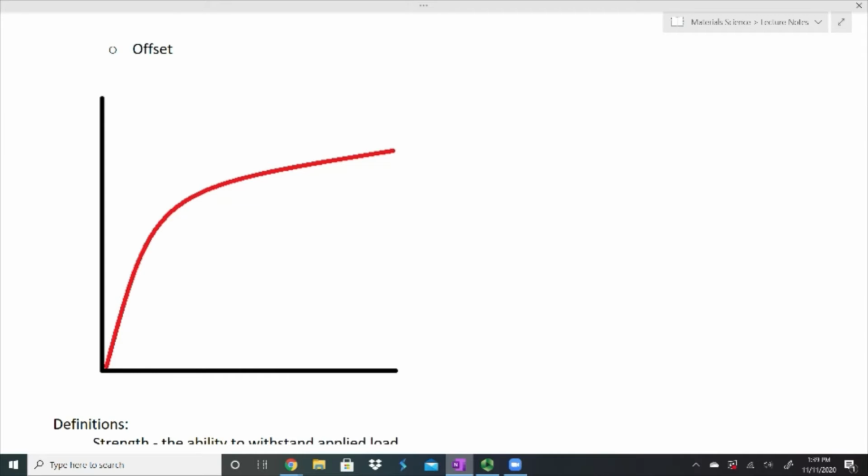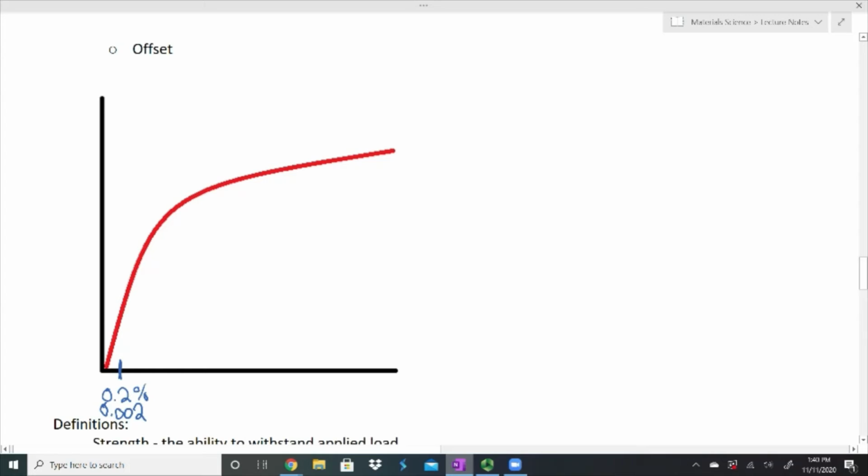And so if I do want to figure out a yield point for a material that looks like this, what we're going to do is use what's called an offset. And what we're going to do is mark some strain as our starting strain. And often this value here is 0.2%. Remember, strain is nothing more than a percentage anyways. It's a change in length over original length. Another way to write this would be a 0.002 strain.